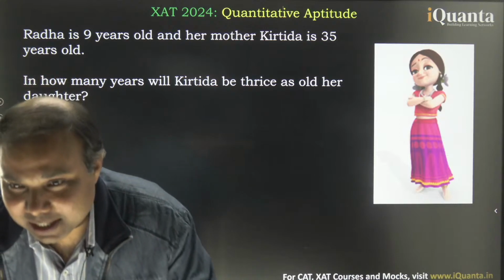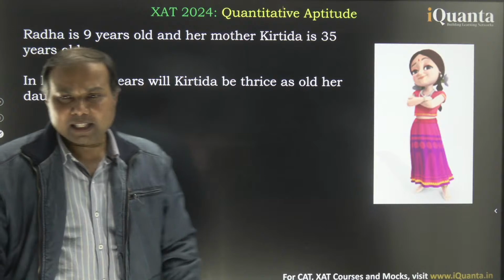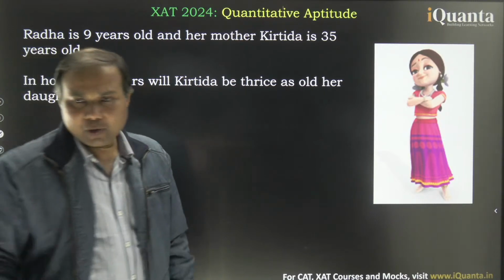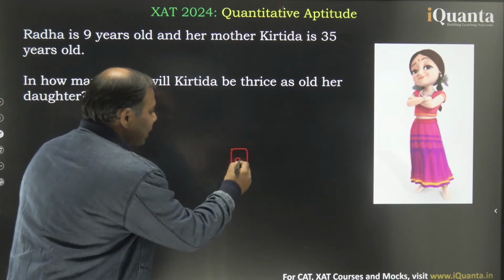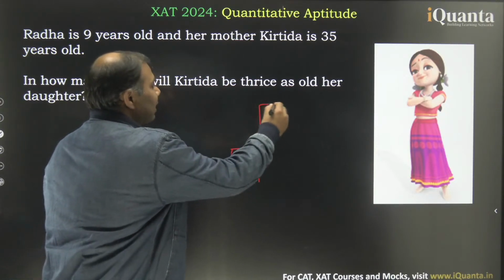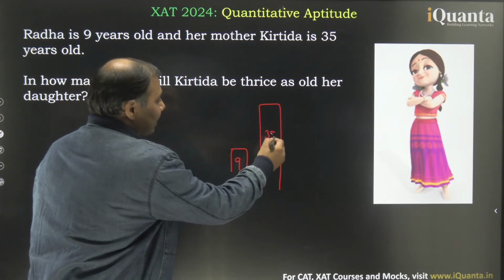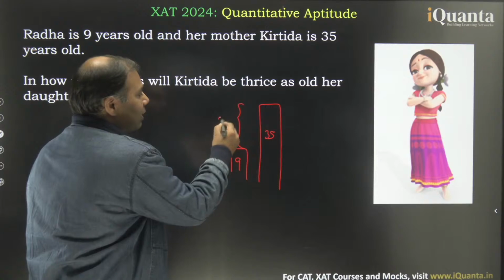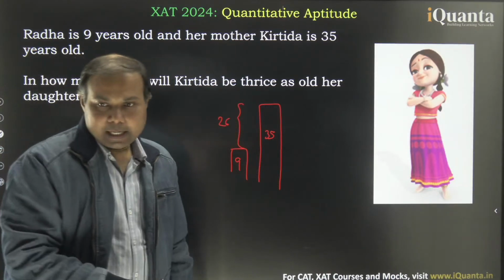Okay, Neha is asking how 4. Okay, it's very simple, Neha. Let me make the bar graphs again. I'm not writing the equation anymore. It's simple. We know that Radha is 9 years presently and Kirtida is 35 years, right? And the difference between their ages is 26. Clear so far?